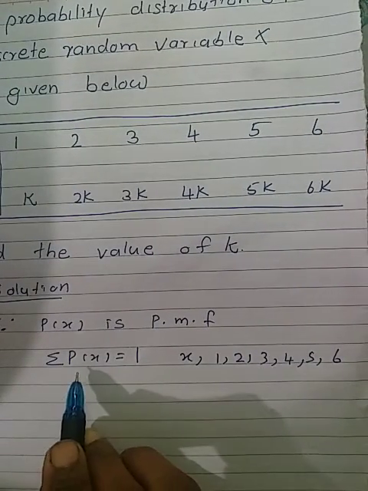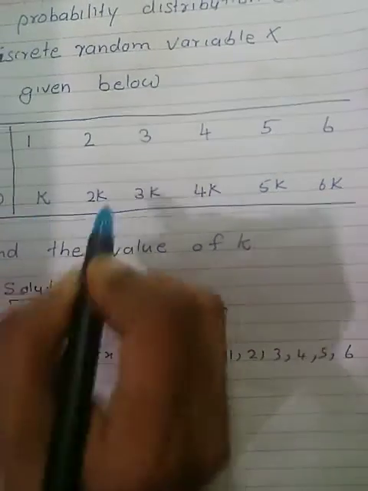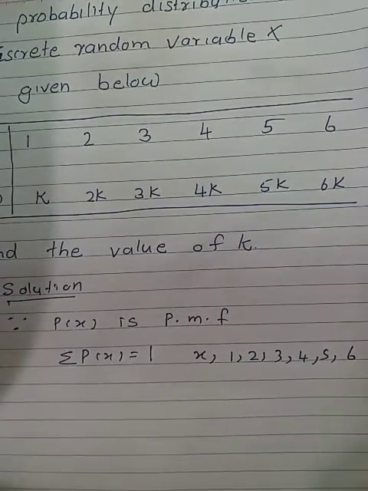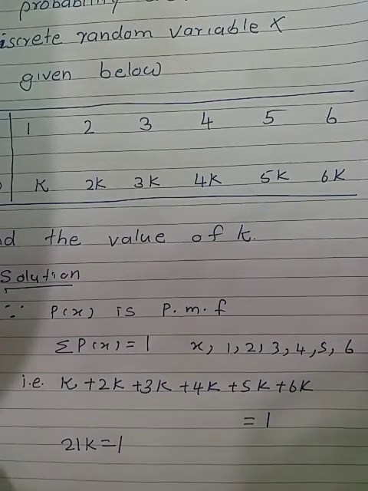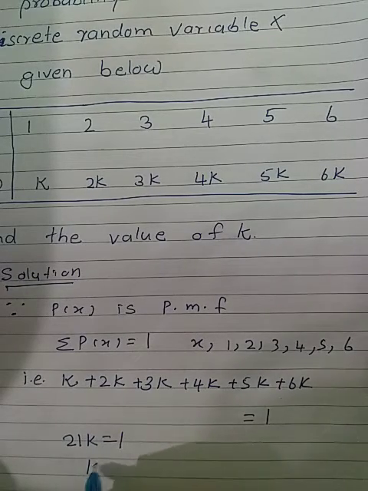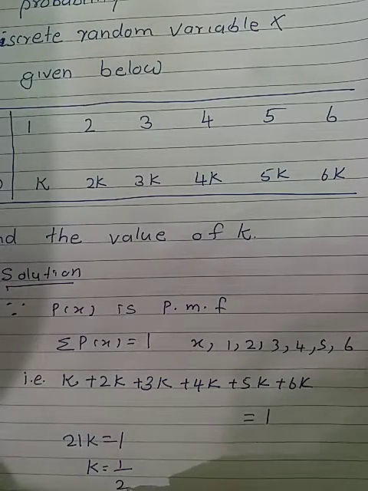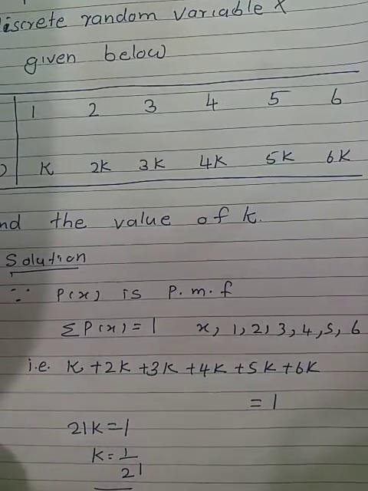So, we are adding all the values of P of x for x equal to 1 to 6. That is k plus 2k and so on, summation of all P of x values equal to 1. That is 21k equal to 1. That is k equal to 1 upon 21.